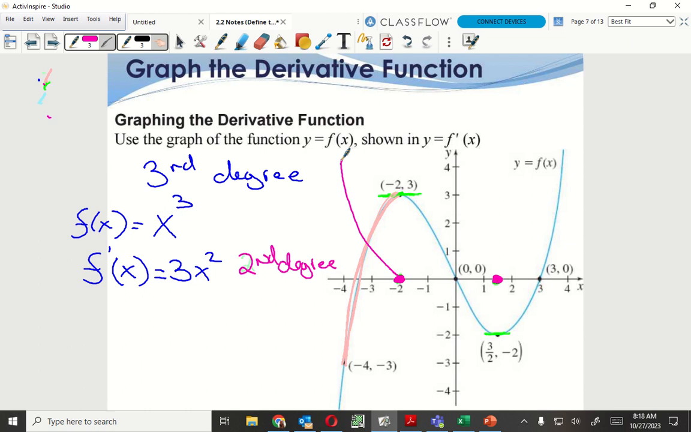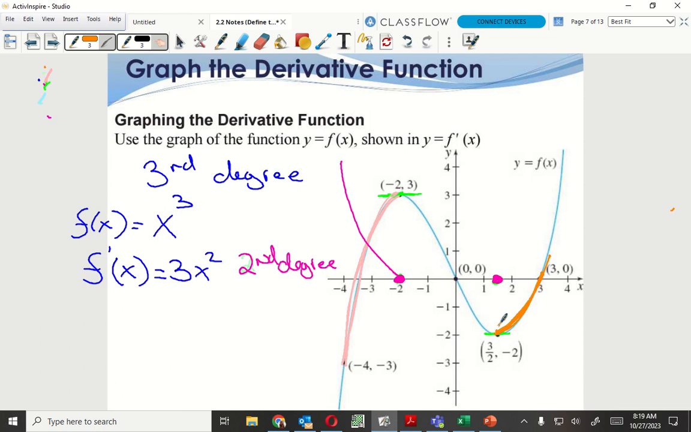Now let's look at the right side. So going for the right side, let's go from over here. I'm on the roller coaster again, okay? And we ride the roller coaster from left to right. So going from left to right, what is this from 3/2 over to the right? It's going up, isn't it?